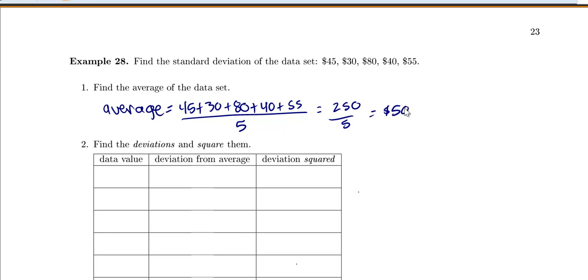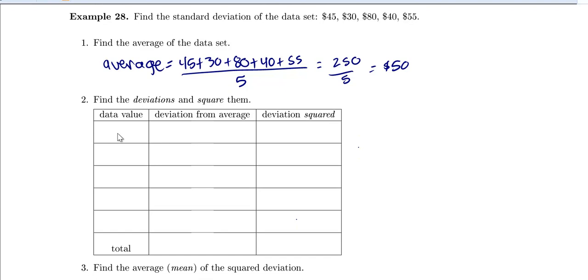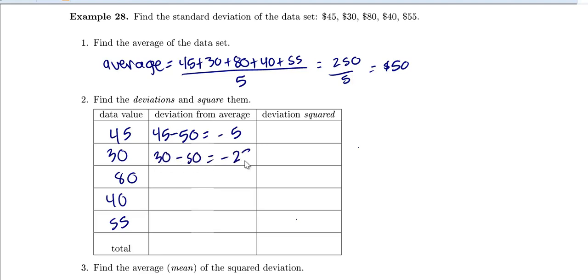Step 2, find the deviations and square them. We're kind of combining 2 of our steps. So for each data value, I'll write each data value into my table. 45, 30, 80, 40, and 55. Then I'm going to find each deviation from the average. So I take each value minus the average. So 45 minus 50 is negative 5. And then my next value minus the average, so that would be negative 20. My next value, 80 minus 50, that gives me 30. 40 minus 50, that gives me negative 10, and 55 minus 50 is 5.